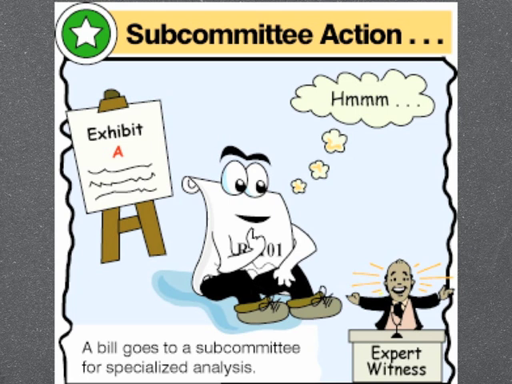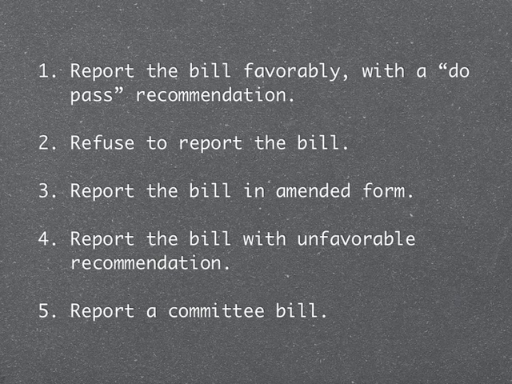When a subcommittee has completed its work on a bill, it returns to the full committee. The full committee may do one of several things. Report the bill favorably with a do pass recommendation. Refuse to report the bill. Report the bill in amended form. Report the bill with unfavorable recommendation, or report a committee bill.